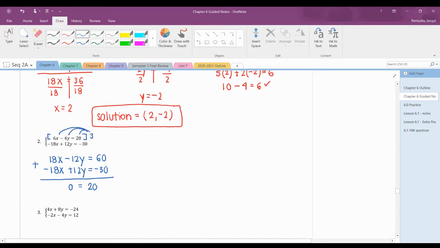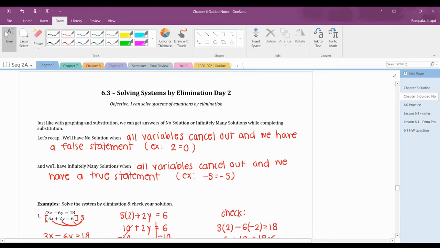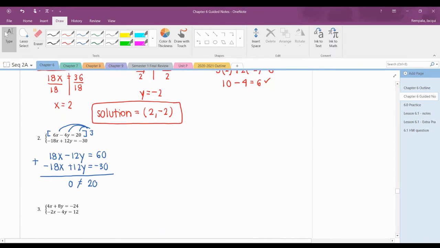Notice how all my variables disappeared and I have a false statement. 0 doesn't equal 30. So when I have all the variables disappear and I have a false statement, remember, that's one of my different types of solutions. That happens to fall under the top one here where it says no solution. The variables cancel out and we have a false statement. So that means we have no solution. And because we have no solution, there's no way for us to check our work, so we don't have to do that. So we're done.